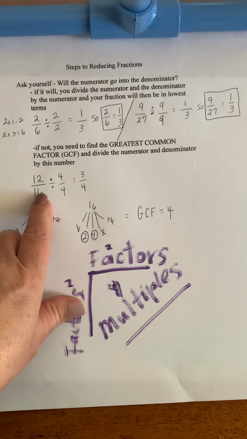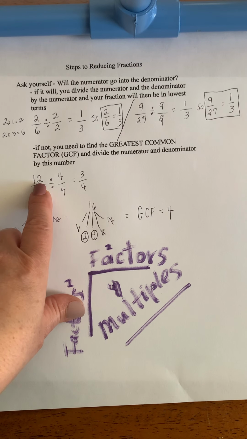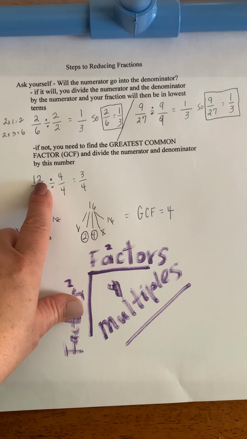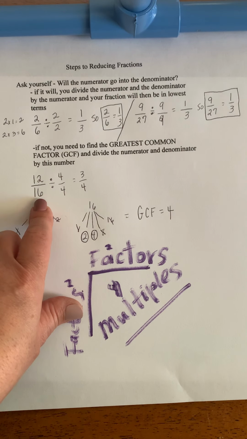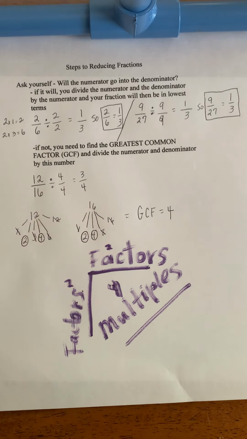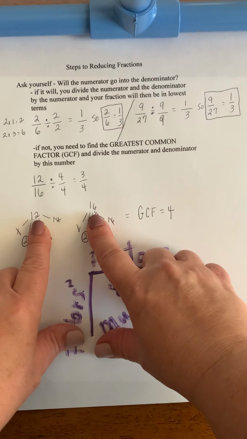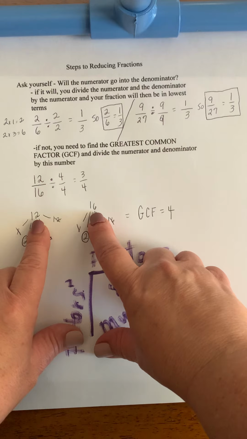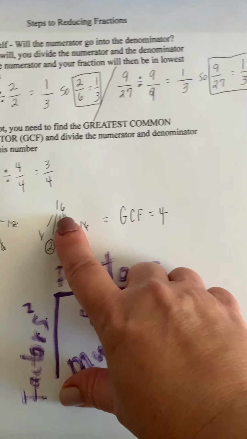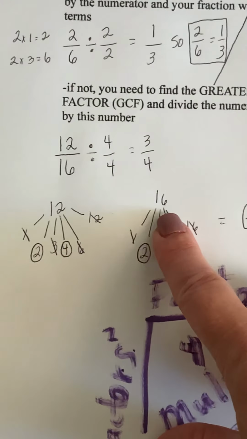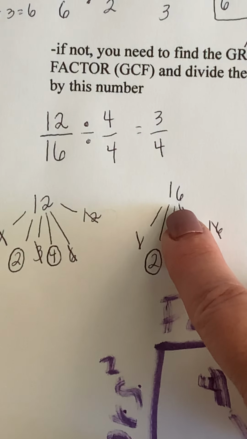Now, so right here we have 12/16. Ask yourself, will 12 go into 16? No, 12 won't go into 16 because 12 times 1 is 12 and 12 times 2 is 24. So we've got to go find our greatest common factor. So right here I made 2 factor trees, one for 12 and one for 16. I'll try to zoom this in some.